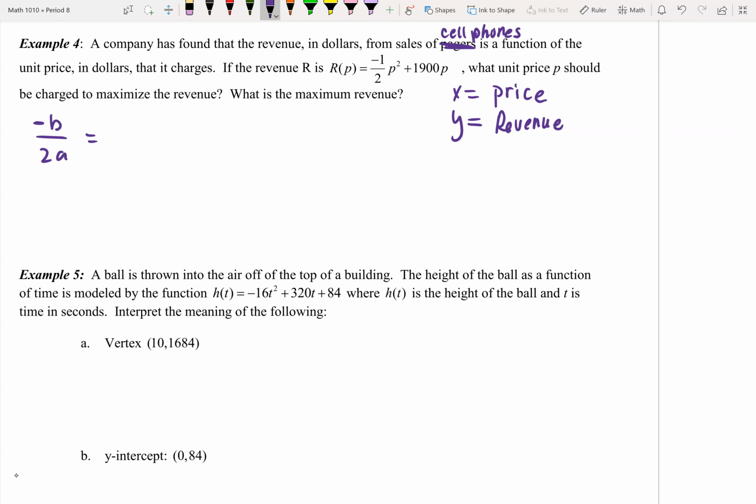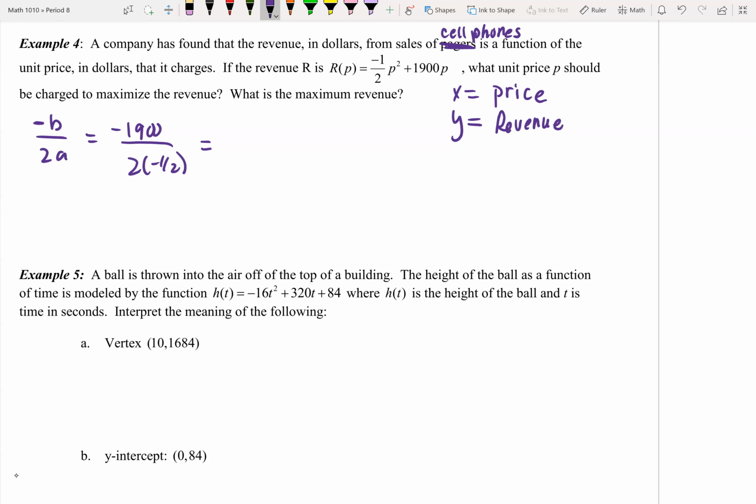Sometimes people go negative 2B over A and everything's over. You have to remember that formula, okay? Negative B is negative 1900 over 2 times negative 1/2. Two negatives, positive. Forget about the sign. Besides that, a negative price doesn't make sense. So go 1900 divided by, what's the very next button I push, guys?